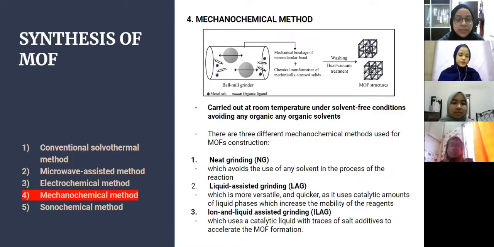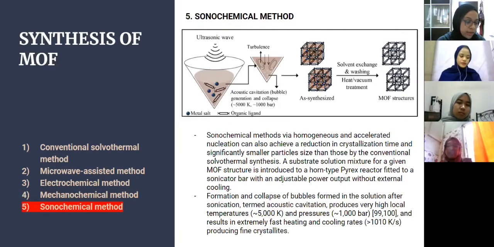This method avoids the use of any solvent in the reaction. The next one is liquid assisted grinding, LAG, which is more versatile and quicker. It is a fast process as it uses catalytic amounts of liquid phases, which increase the mobility of the reagents. Lastly is ion and liquid assisted grinding, which uses a catalytic liquid with traces of salt additive to accelerate MOF formation. Last one.